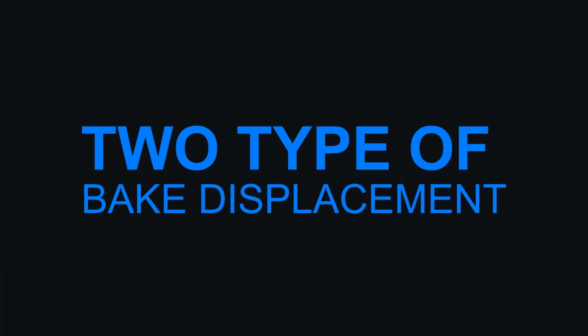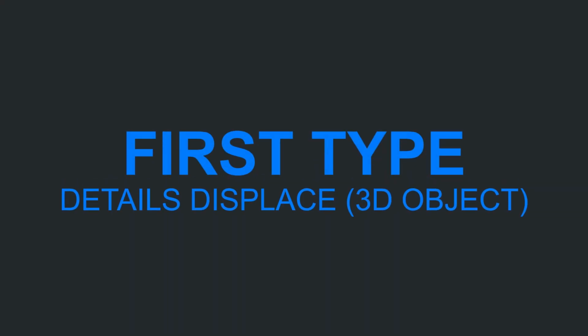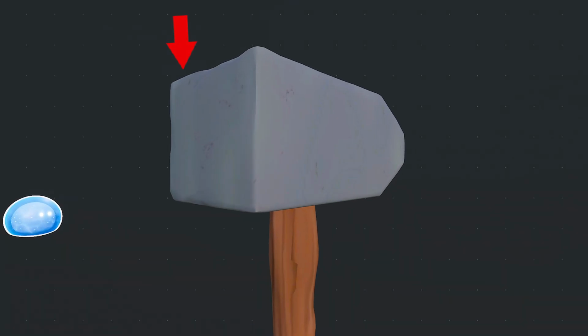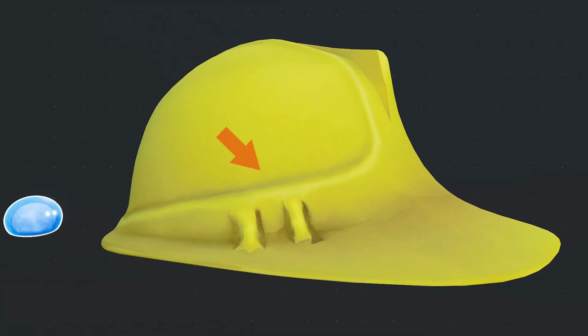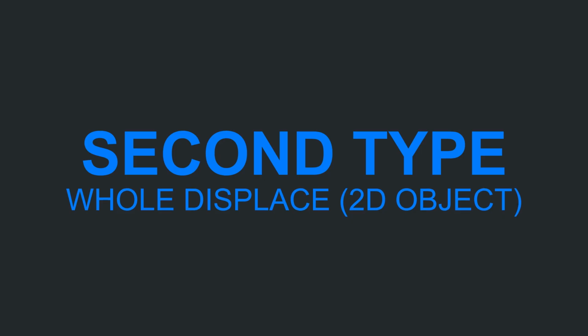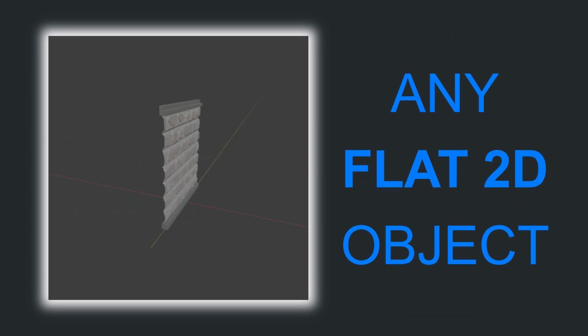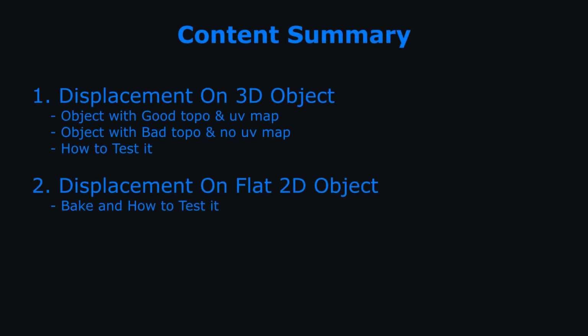There are two types of displacement that I will cover. The first one is baking detail on an object, like the curved edge on my stylized hammer, the bulky part on a work helmet, or the details on a tree bark. And the second is baking a flat object, like wall, floor, ground, terrain, etc. Any flat 2D object. And also, I will show you how to use it.